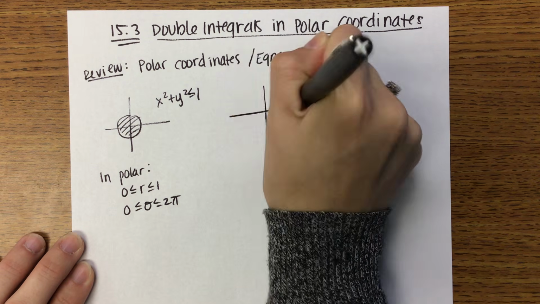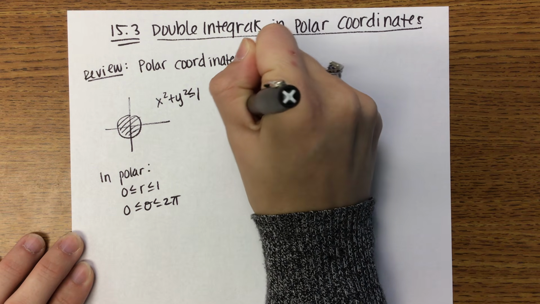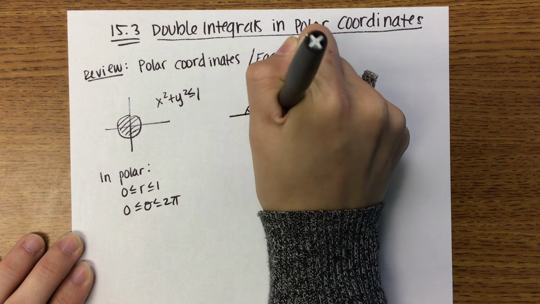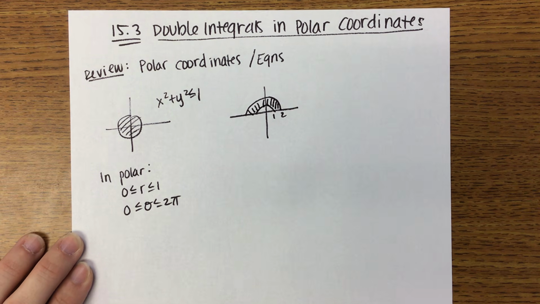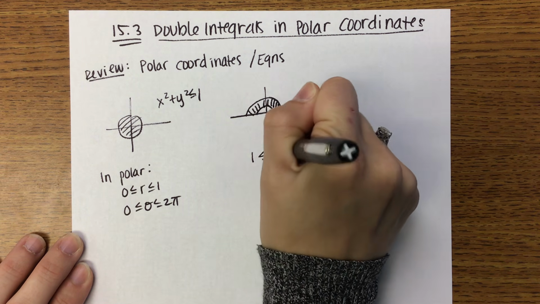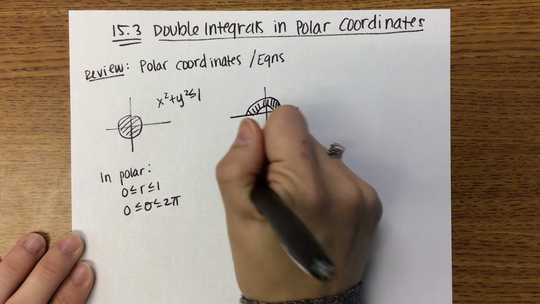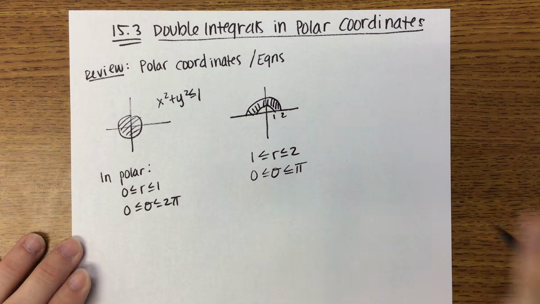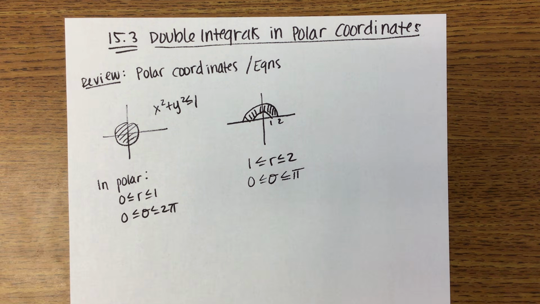Instead, we might look at something like this. So this is x equals 1 and x equals 2. If we were looking at this, our r then would be between 1 and 2. Theta would be between 0 and pi. Do we remember the idea between r and theta? R being a radius coming from the origin, theta being the angle of rotation. Okay.